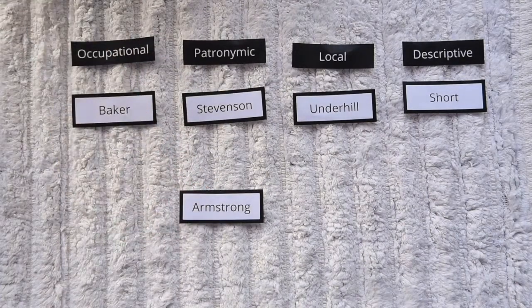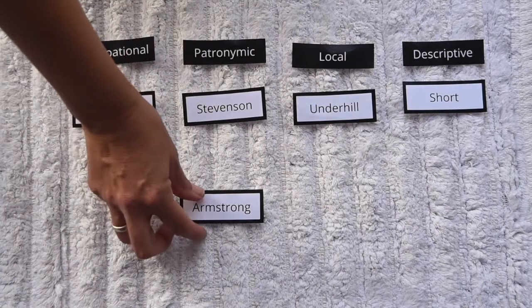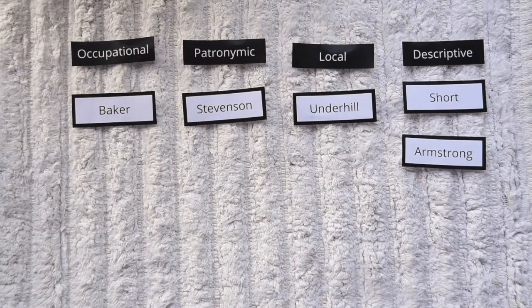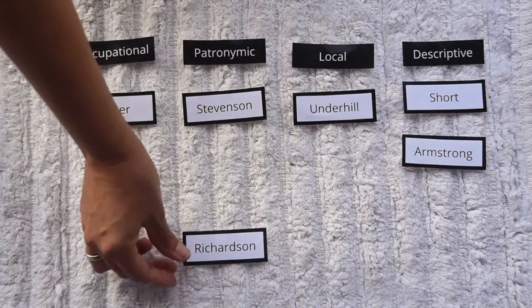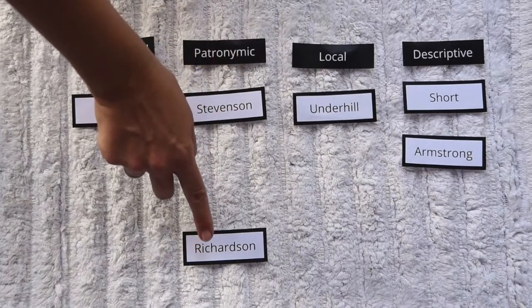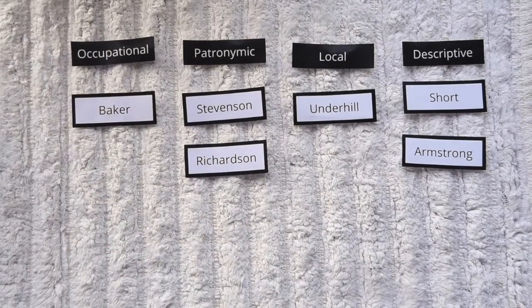What do you think about Armstrong? Do you think Armstrong is occupational or patronymic or local or descriptive? If you've got very strong arms, that's describing you. That would be a descriptive family name. What about Richardson? Yes, that's patronymic. Father's name, Richard's son. Yes, isn't that lovely? You're really getting the hang of this.